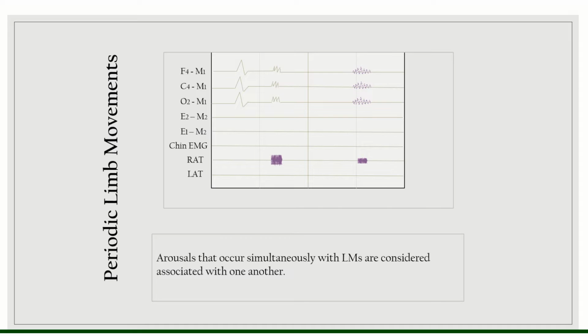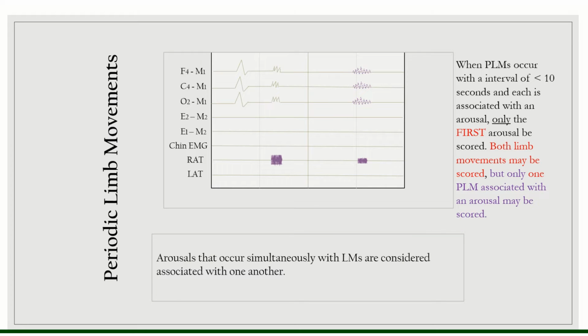Arousals that occur simultaneously with the limb movements are considered associated with one another. So in this example, and it took me a while to do this visually, we have a K complex, and then we have an arousal. Then we have a leg movement on our right anterior tibialis. And then we have another leg movement also on our right anterior tibialis, okay? The fact that these happen at the same time with our arousal, they're considered associated with one another.